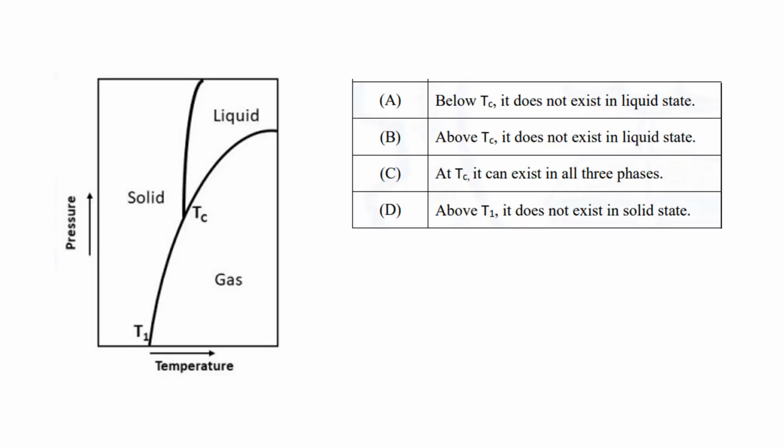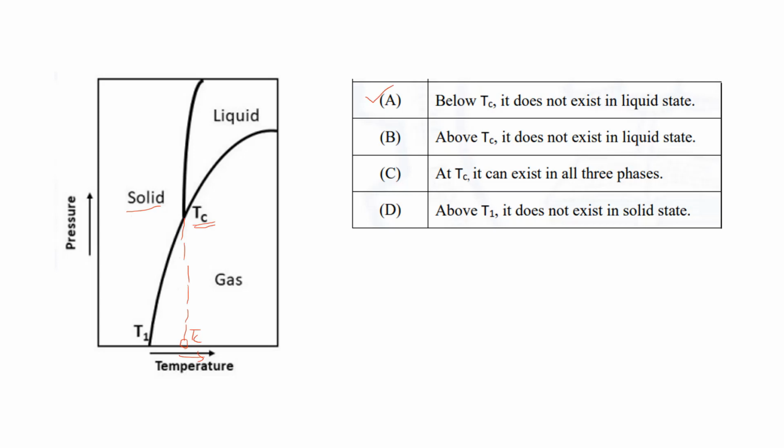So let's look into our question. A phase diagram is given where the triple point is represented as Tc, and the first option is below Tc, it does not exist in liquid state. So let's just extrapolate Tc to the x-axis. So Tc would be around here on the x-axis, and the temperature is increasing in this direction. Below Tc, it does not exist in liquid state. Even if we are increasing the pressure below Tc, we can see that there is only solid state and also part of gaseous state. So the first option is correct.